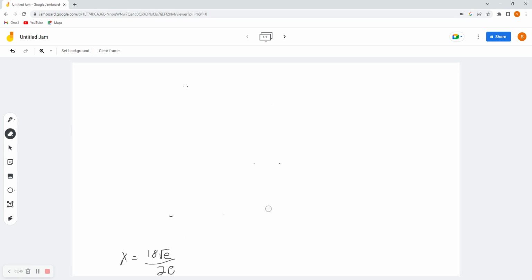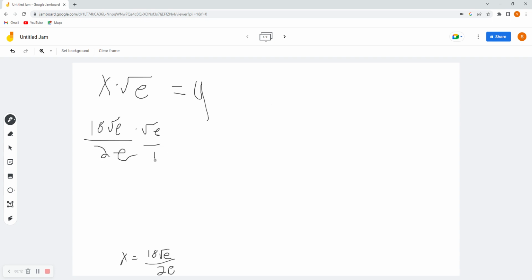Just erase all of this, sorry about that. But the original equation was x times square root of e is equal to 9. That's what we have for x. We can say 18 root e times root e, and then divide this by 2e, and divide this by 1, gets us 9.